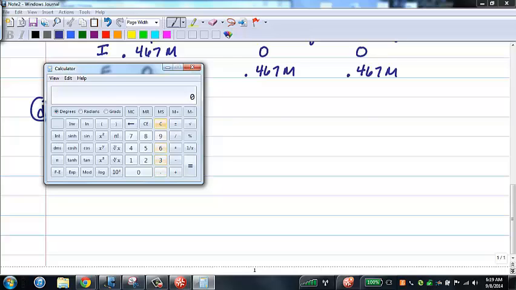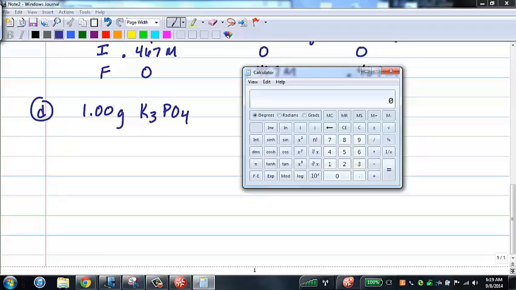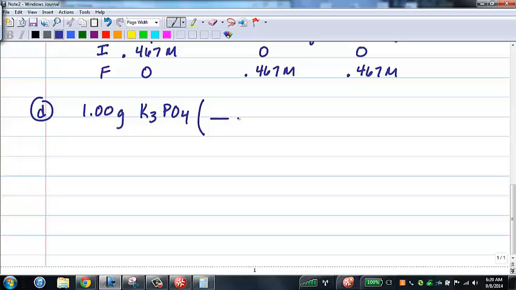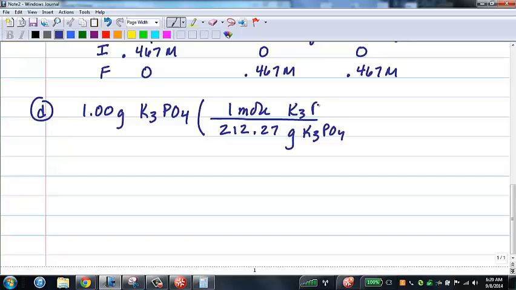3 potassiums. Potassium phosphate has 3 potassiums. So 3 times 39.10 plus 1 phosphorus, which is 30.97. And I'm going to add that to 4 oxygens, plus 4 times 16. So that molar mass is 212.27. So that's what I'm going to divide by here. 212.27 grams of potassium phosphate in 1 mole of potassium phosphate.